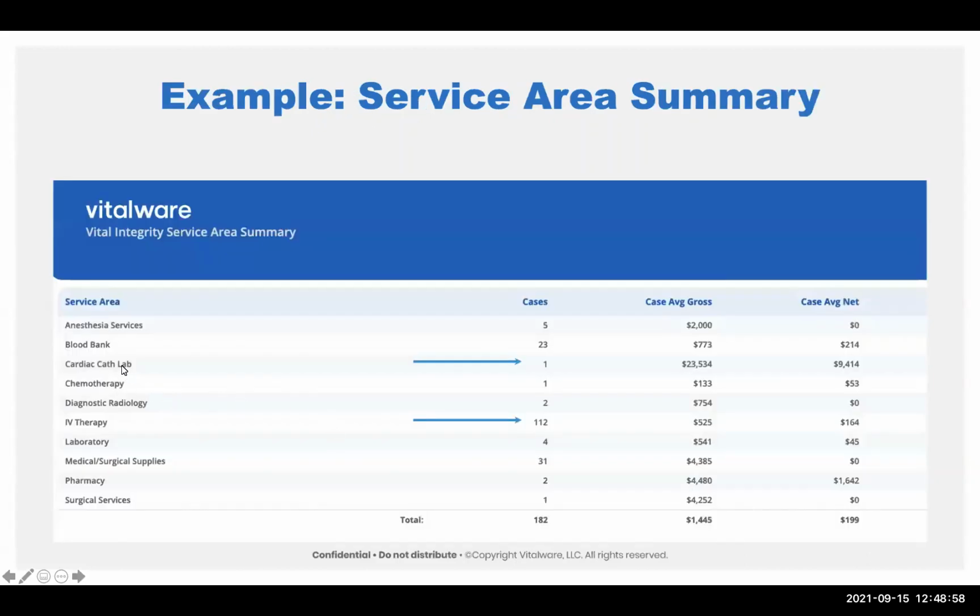Here's an example by service area. I only have one case to review, but it's a whopper. It's 3,000 gross and 9,000 net. Here, I've got IV therapy where I have 112, high volume. This pattern of behavior is losing $164 every time for those 112. So whether it's one with a high impact or many with a lower impact that becomes high, this helps you see in the service area summary.